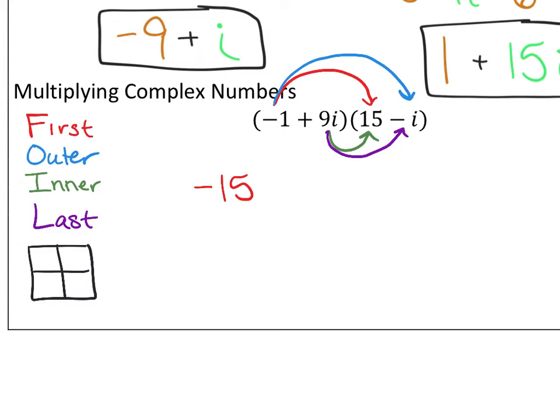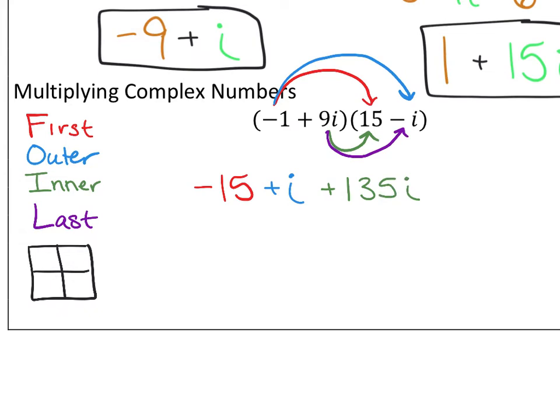We're going to go to the blue. The outsides would be negative 1 times negative I. Negative times negative is positive I. The insides is 9I times 15. What is 9 times 15? 135 I's. This is why I told you probably wanted a calculator today.